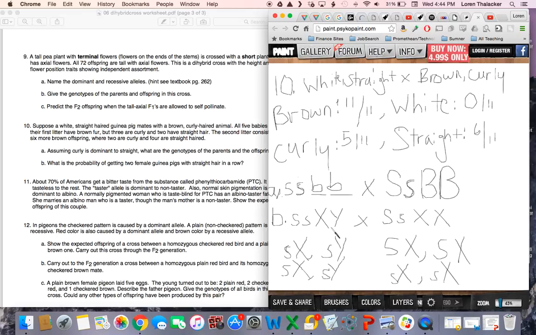you're going to take your 4 gametes, line 4 of them up on the top, 4 of them up on the side, in order to determine what the chance of getting 2 female guinea pigs with straight hair is.